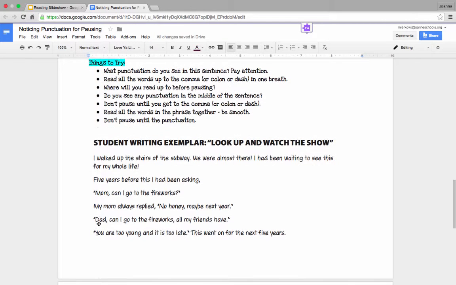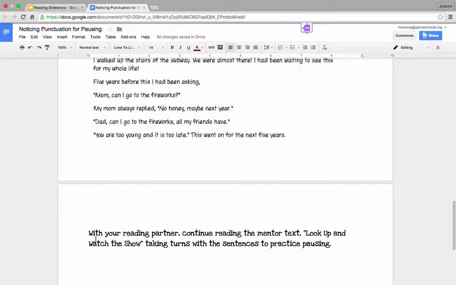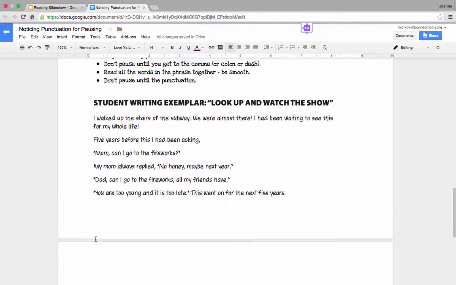Now I'm going to have you and your partner continue reading the rest of this text, taking turns, maybe with sections. You can section it off and say, I'm going to read this chunk, you're going to read this chunk. I want you and your partner to continue reading, thinking about pausing as you read.